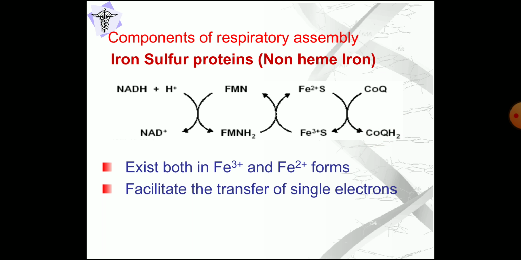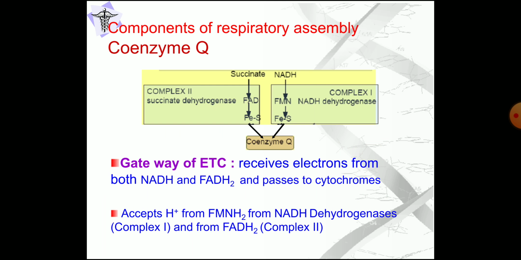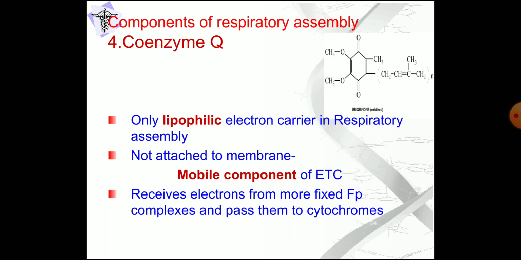So here iron exists in the iron sulfur protein in both the ferric and the ferrous form, and facilitates the transfer of single electrons. Now, what is coenzyme Q? Coenzyme Q is the only lipophilic electron carrier in the respiratory assembly, not attached to the membrane, so it is called the mobile component or mobile carrier of the electron transport chain.